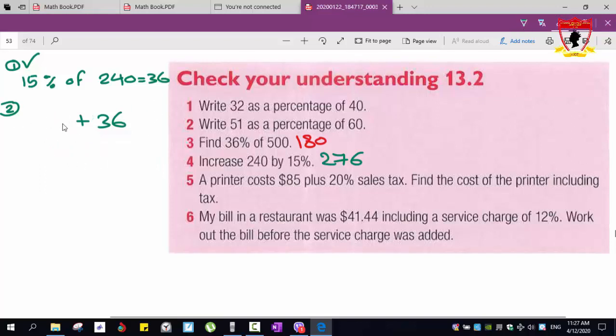Question 5. A printer costs $85 plus 20% sales tax. Find the cost of the printer including the tax. Then this one is, again, the price increases after you add the tax on it. Step 1, as I told you, we just calculate a normal percentage problem. We have 20% of 85, and let's see what it equals.